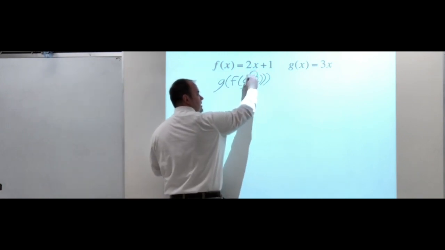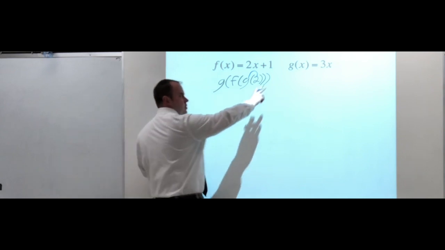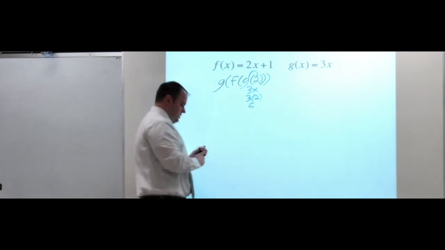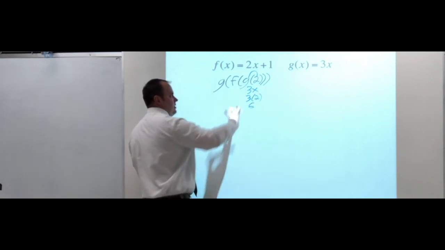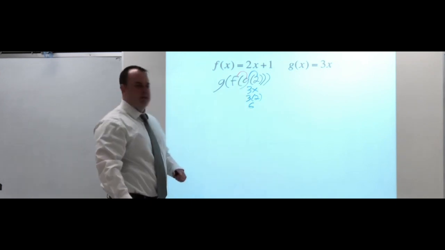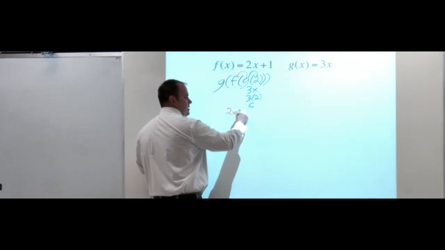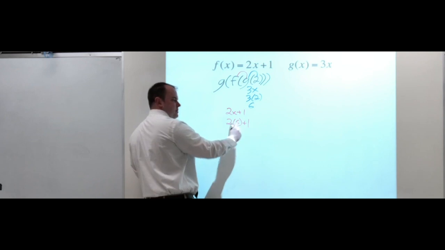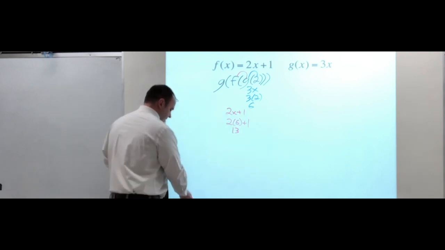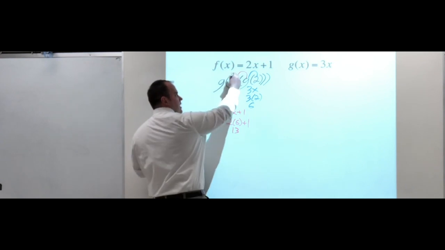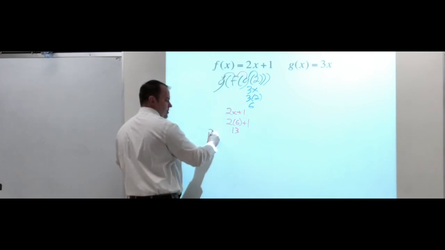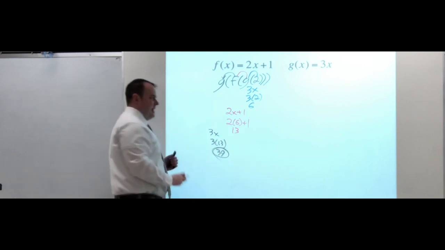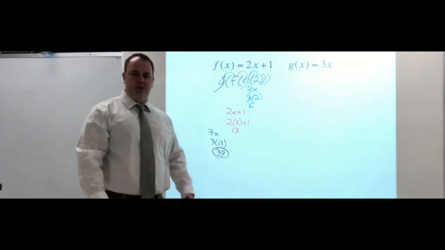So the first one is taking the 2, plug it into the g. G is 3x. 3 times 2 is 6. Now I'm going to take that 6, plug that into f. Okay? So f is 2x plus 1. 2 times 6 plus 1. 2 times 6 is 12, plus 1 is 13. And now the last one, take that 13, and I'm going back to g. 3x, 3 times 13 is 39. And there's the result of that function then.